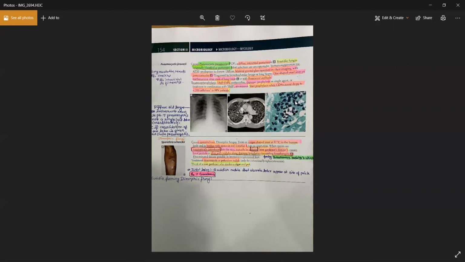You need to know the locations, the demographics of the patients. You need to know when the lymphopenia occurs, what diseases could happen. When the neutropenia occurs, what diseases could happen. Okay, and then you need to know what you will get in the biopsy of the patients.